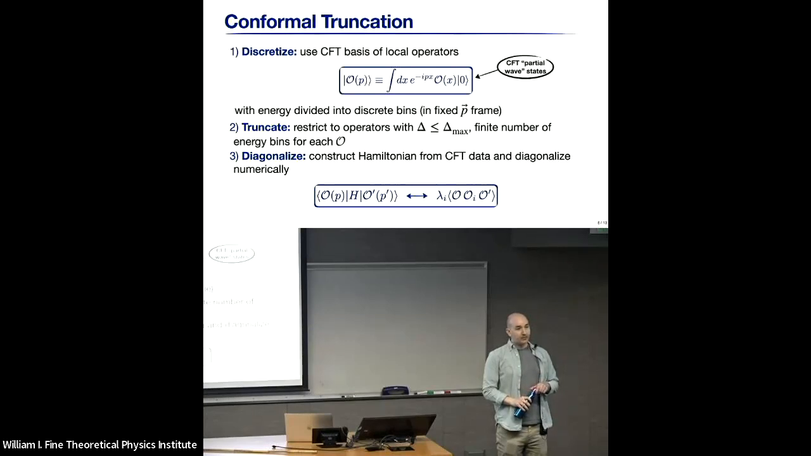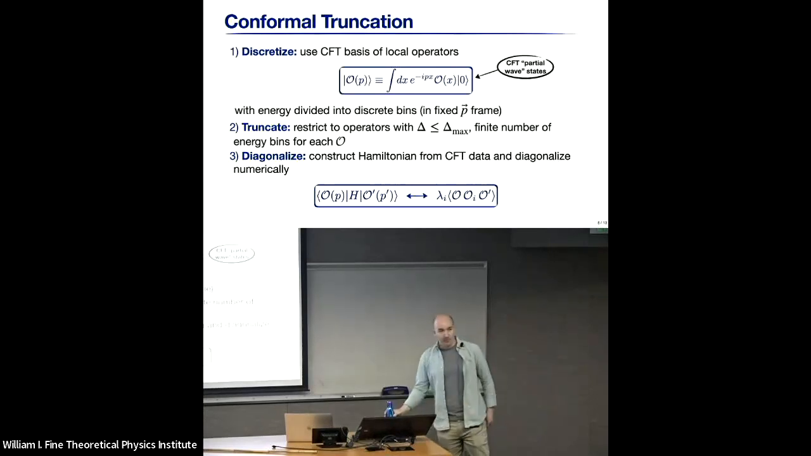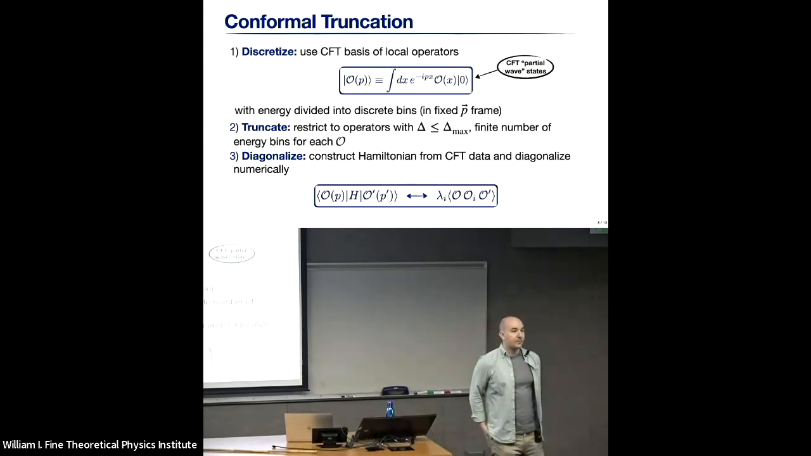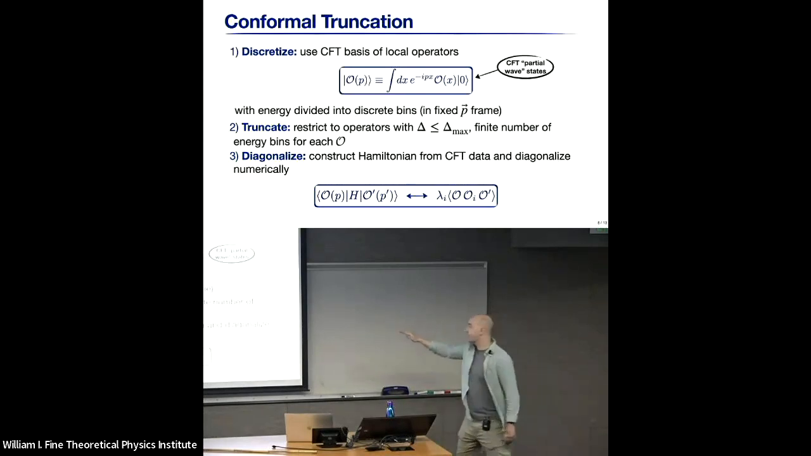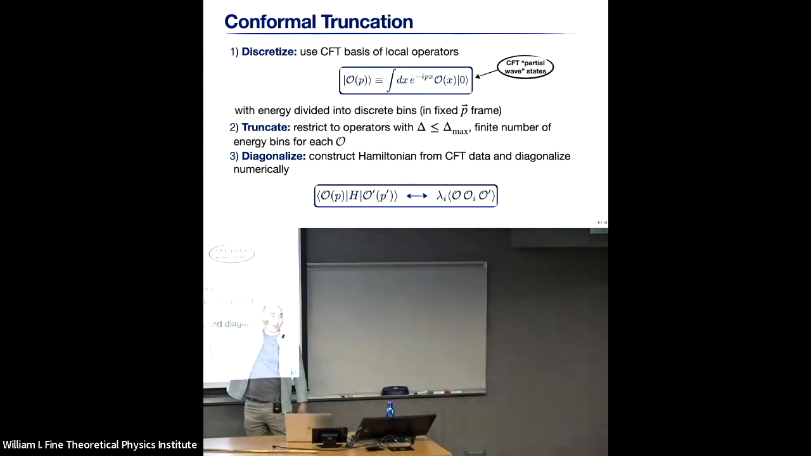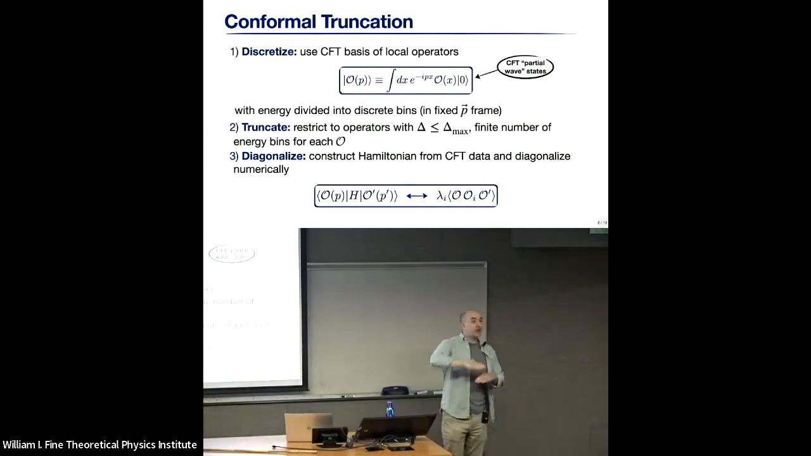Good. So I want to be maximally clear. Our states are defined on the plane, so we're not working on the cylinder. And so the Hamiltonian that we're going to diagonalize is really the generator of time translations, not the dilatation operator.